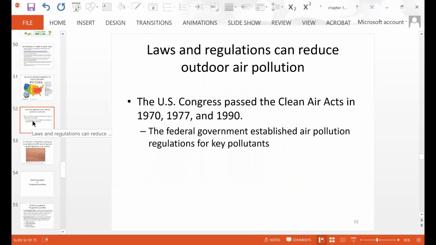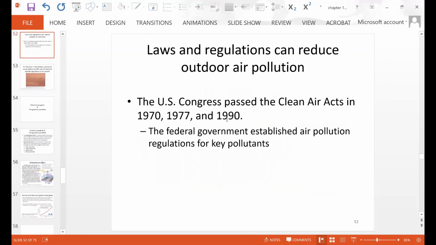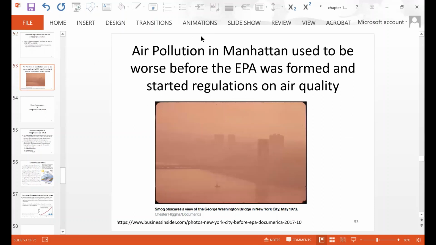Laws and regulations can help reduce outdoor air pollution. Congress passed the Clean Air Acts in 1970, 1977, and 1990. The federal government established air pollution regulations for key pollutants. Air pollution in Manhattan used to be a lot worse before the EPA was formed and started regulations on air quality. This photo was taken in 1973, and there's a significant amount of smog.